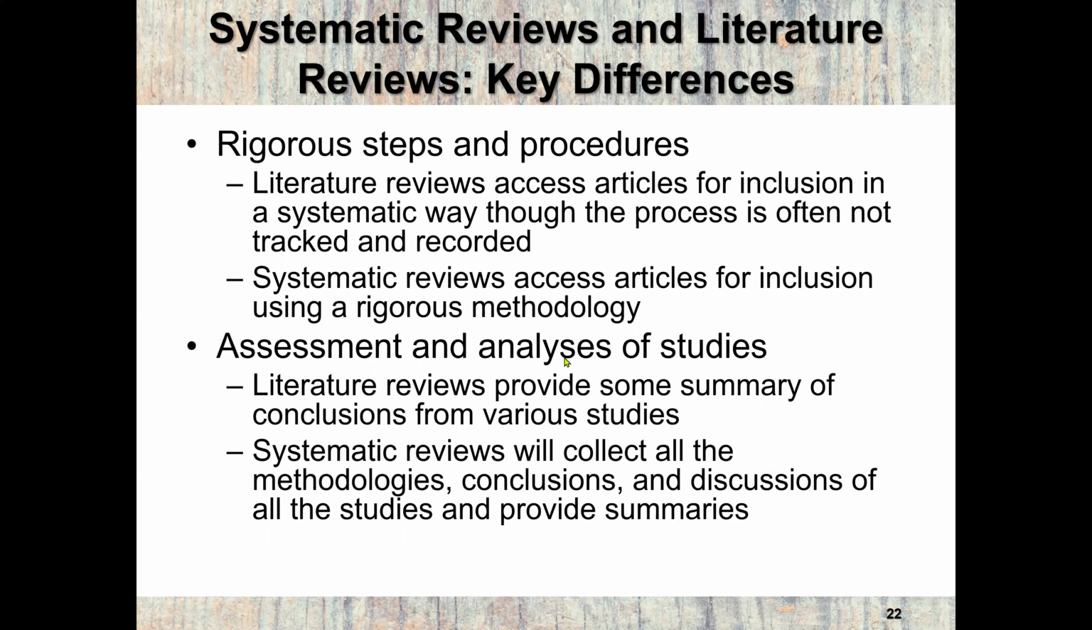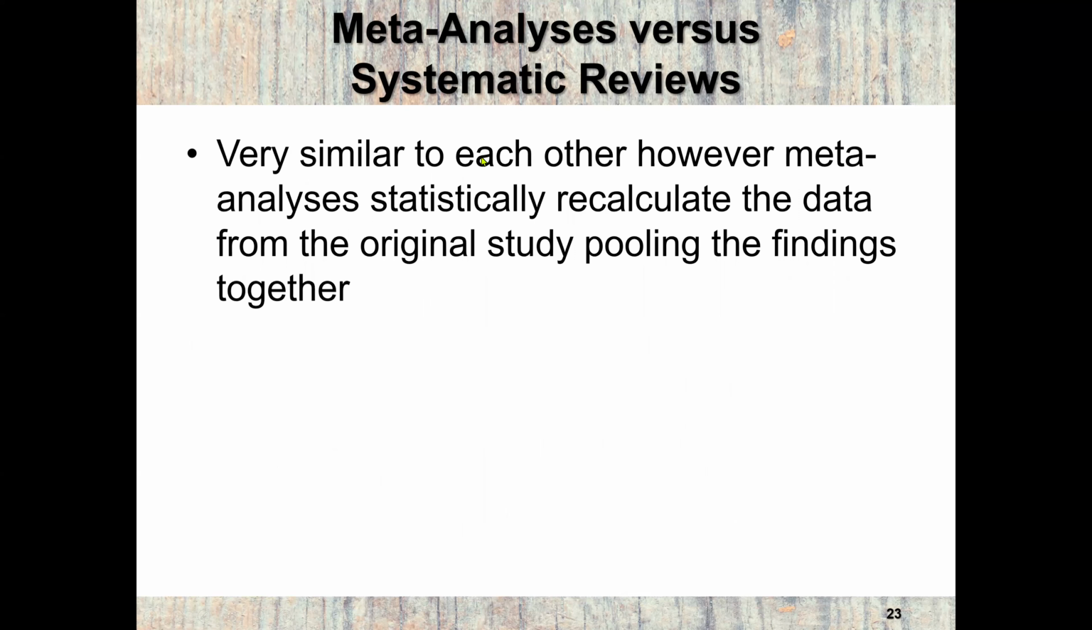As for the assessment and analysis of studies, a literature review normally will provide some summary of conclusions from various studies, while a systematic review will collect all the methodologies, conclusions, and discussions of all the studies and provide summaries. We also have the meta-analysis. It is very similar to the systematic review, but the difference is that a meta-analysis normally statistically recalculates the data from the original studies, pulling the findings together.